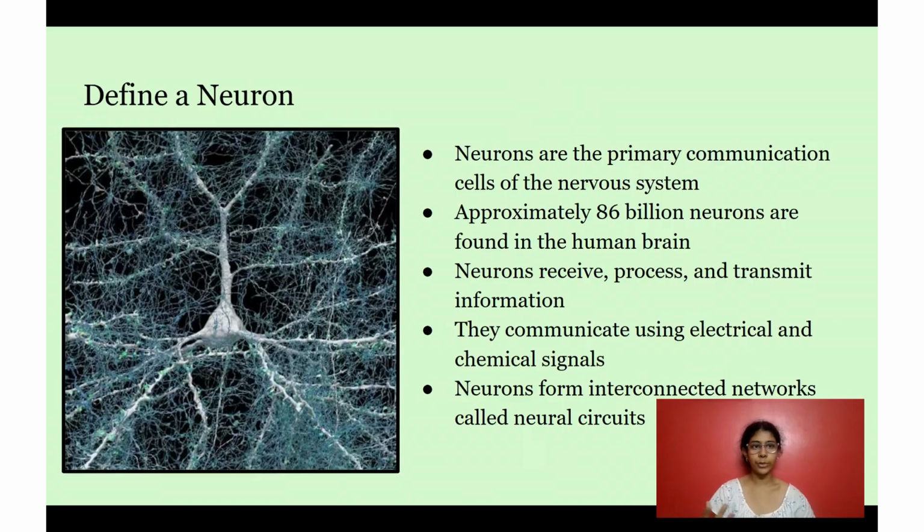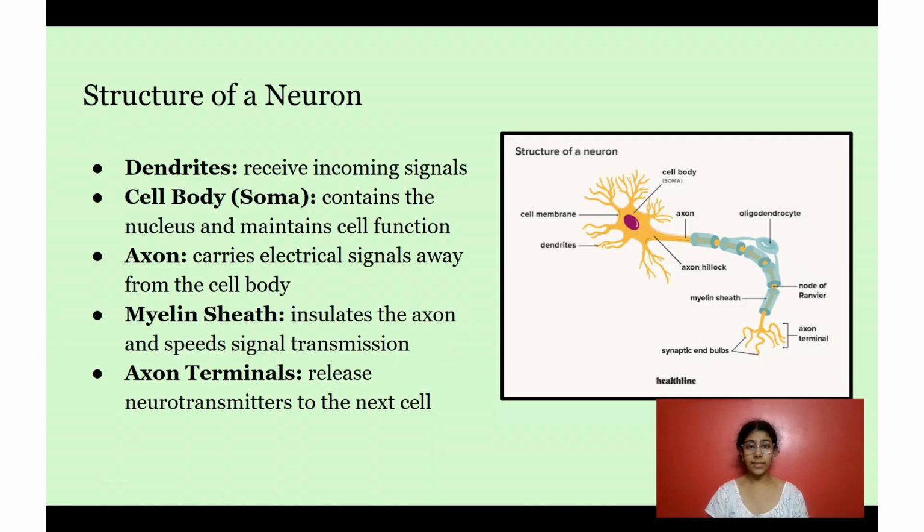But before we dig too deep into it, what actually is a neuron? In the first module, we talked about how the neuron doctrine established that neurons are the primary communication cells for the nervous system, and that there are about 86 billion neurons found in the human brain. Now, neurons' main job is to receive, process, and transmit information. They communicate with each other using electric and chemical signals and form interconnected networks called neural circuits.